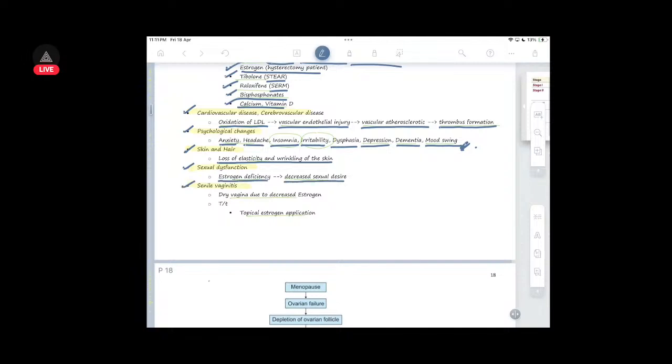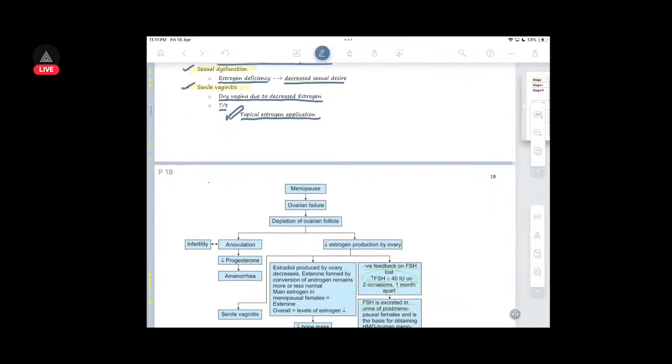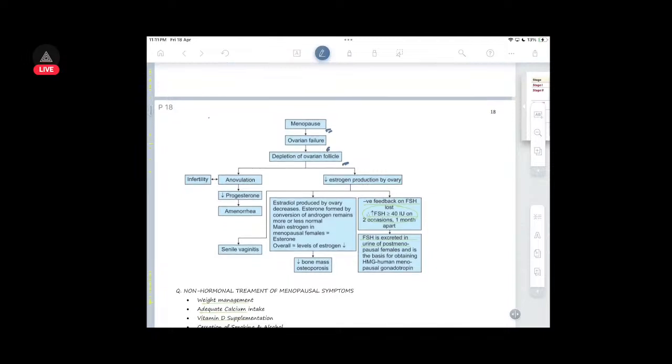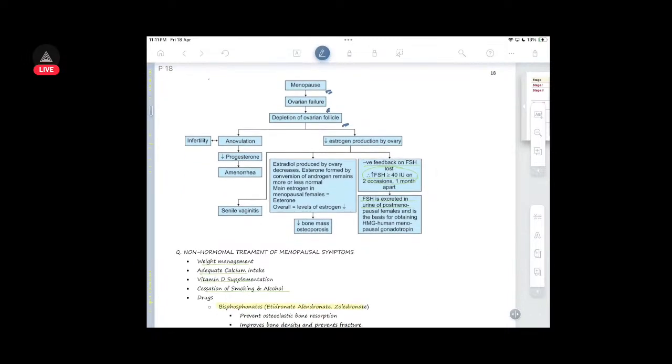Then senile vaginitis, you will have dry vagina due to decreased estrogen. Treatment is by topical estrogen application. You apply estrogen topically. Then we move on to menopause: ovarian failure leading to depletion of ovarian follicles, leading to anovulation and decreased estrogen production by ovary. Anovulation will lead to infertility and there is decreased progesterone and amenorrhea. Then estrogen production by ovary will be decreased, so it will lead to senile vaginitis.